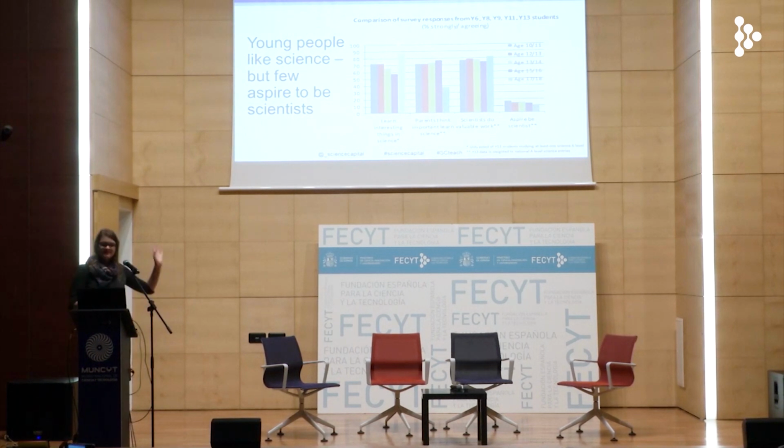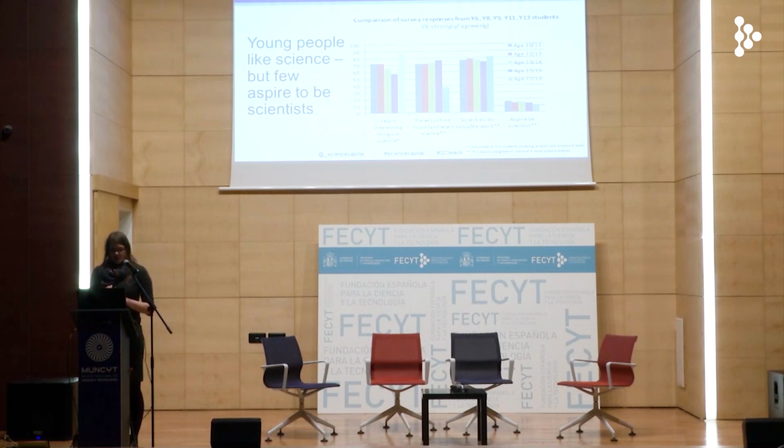So this slide illustrates the first point I was making, that young people seem to like science, but few aspire to be scientists. As this graph shows, across different ages, young people think they learn interesting things in science. This percentage is actually quite high, which might be surprising. Young people also, in high percentage, think that their parents think that it's important to learn science, and they think that scientists do valuable work. But this doesn't translate to them wanting to work in science in the future, whether we ask for scientists or science-related professions.